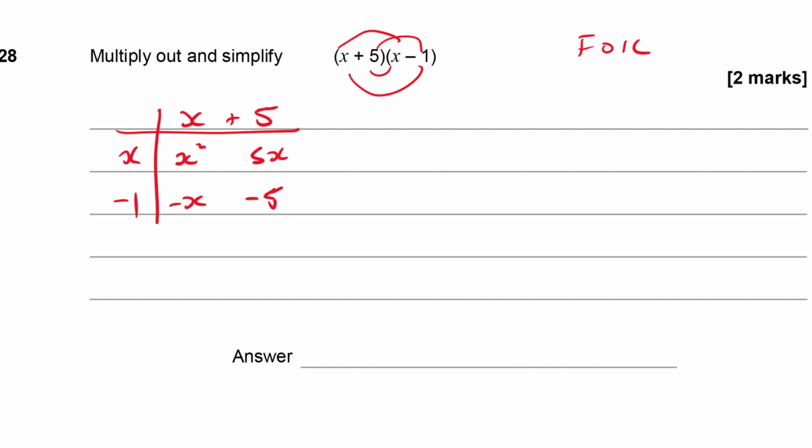So then I've got 3 terms. I've got a term in x squared, which I'm going to write down first. And then I've got 2 terms in x. I've got a minus x and 5x, which together, 5x take away x is 4x, so plus 4x. And then finally, I've got a minus 5 on the end. Okay, so x squared plus 4x minus 5.